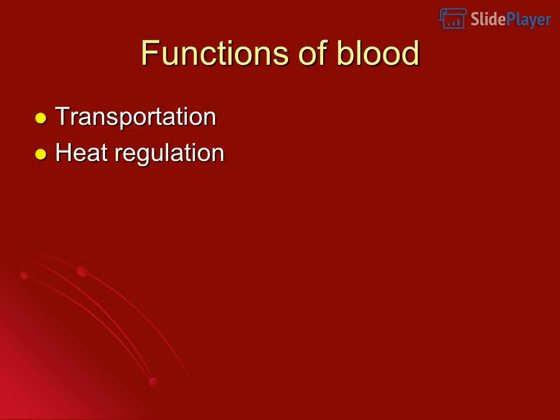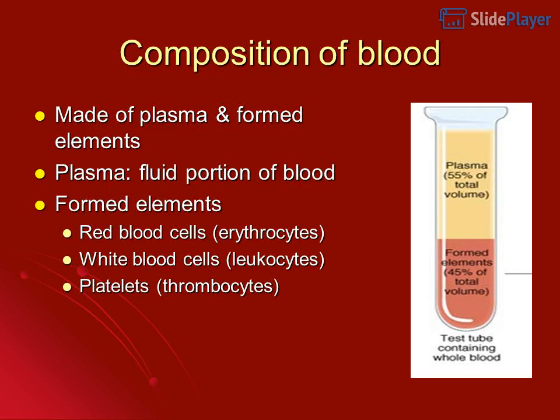Transportation. Heat regulation. Composition of blood: made of plasma and formed elements. Plasma, the fluid portion of blood. Formed elements: red blood cells, erythrocytes; white blood cells, leukocytes; platelets, thrombocytes.